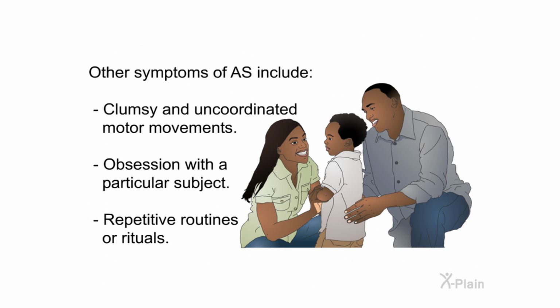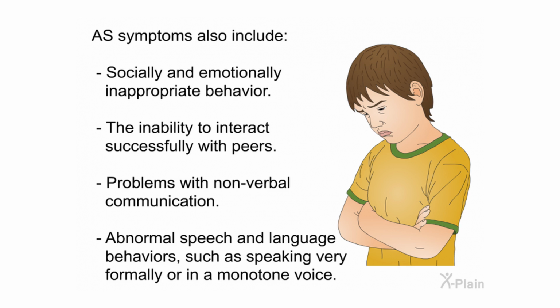Other symptoms of AS include clumsy and uncoordinated motor movements, obsession with a particular subject, and repetitive routines or rituals. AS symptoms also include socially and emotionally inappropriate behavior, the inability to interact successfully with peers, problems with nonverbal communication, and abnormal speech and language behaviors, such as speaking very formally or in a monotone voice.